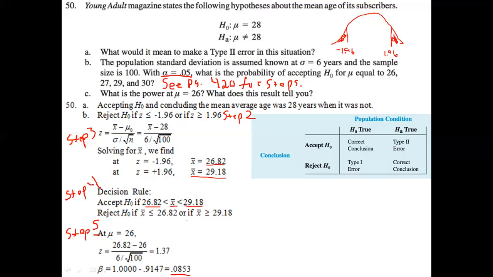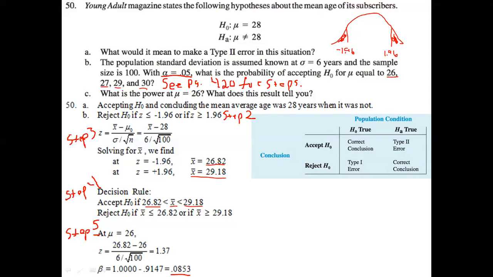So now step 5 says use the sampling distribution of x bar for a value of mu satisfying the alternative hypothesis and the acceptance region from step 4 to compute the probability that the sample mean will be in the acceptance region. This probability is the probability of making a type 2 error at the chosen value of mu. All right, so we have to do this for 4 different mu's, 26, 27, 29, and 30.